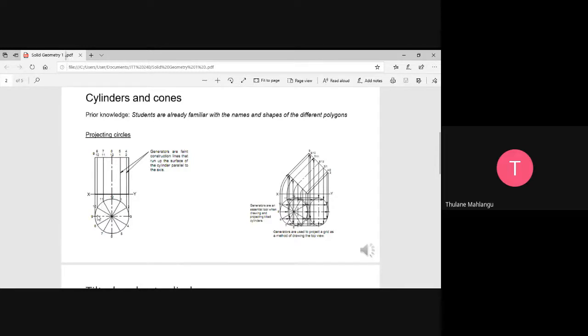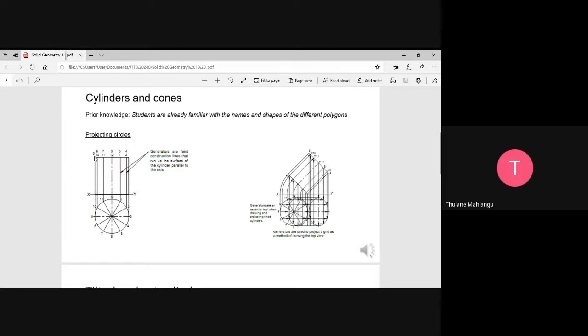The second thing is you divide the circumference of the circle into 12 equal segments. After dividing, you number those segments. It doesn't matter where you start, doesn't matter where your 1 is. You number 1, 2, 3 up until 12. Then you project those segments up to the front view to determine the front view of your cylinder. In the front view, you will need the height of the cylinder, which will be given in the question.